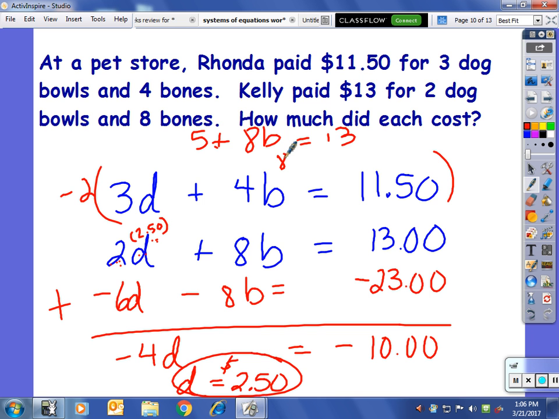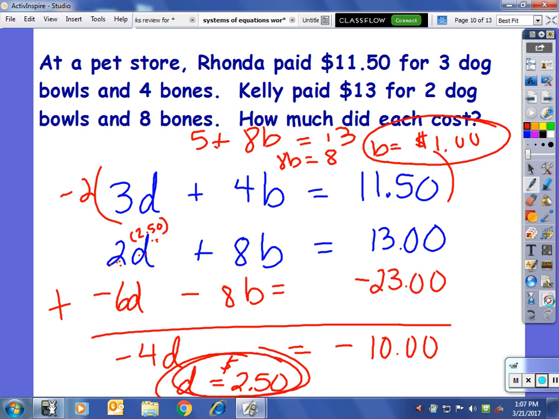Subtract 5 from both sides, you get 8B equals 8. How much is a bone? Just $1. So we found the price of the bone, we found the price of the dog bowl by using two different people's purchases. These questions are old. Yes, there will be these questions on your mock star, absolutely.